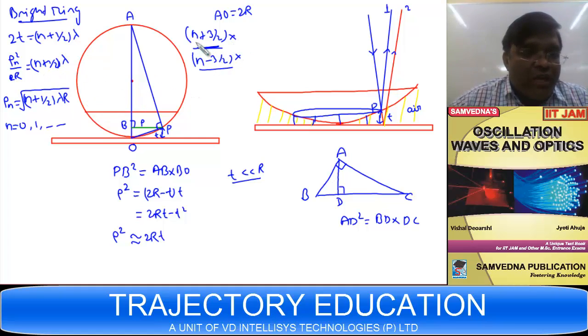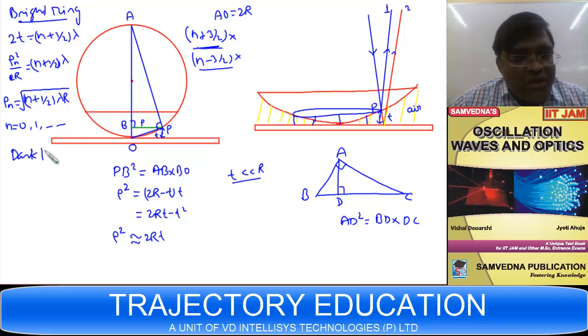You don't write n plus 3 by 2. You can, but you don't write it. That's my advice. So you can write n plus half, or you can write n minus half. This is the radius of the bright ring, where n equal to 0 will correspond to the first bright ring. If it is n minus half, n equal to 1 will correspond to the first bright ring.